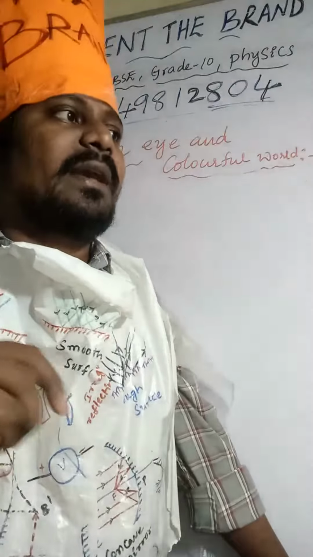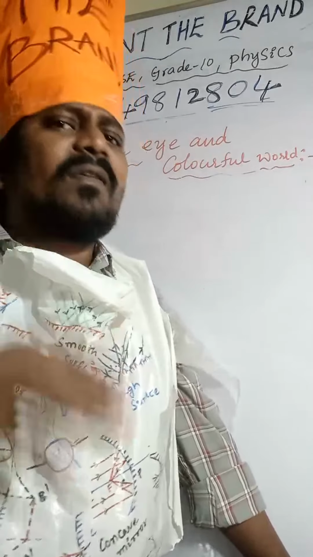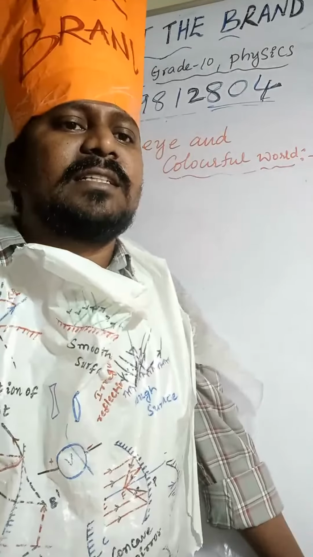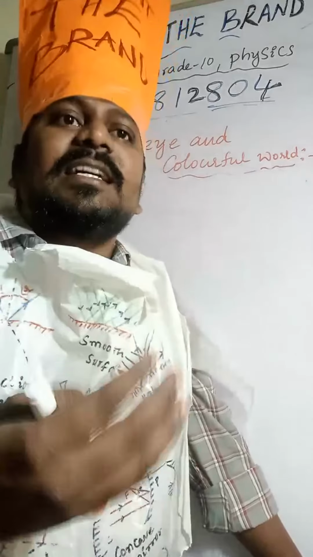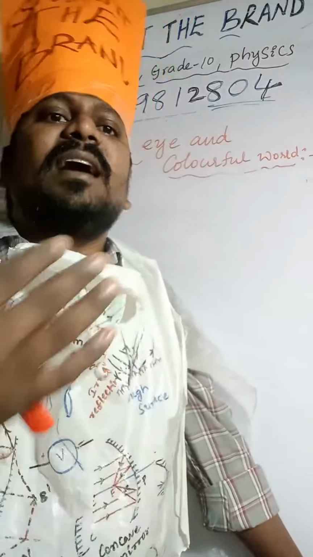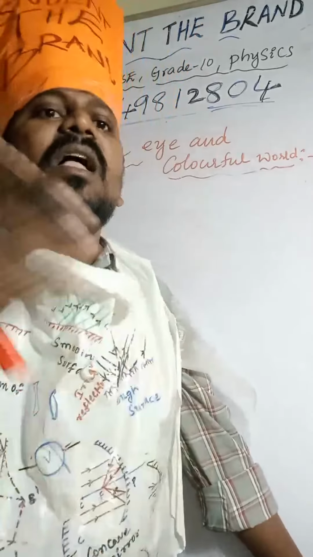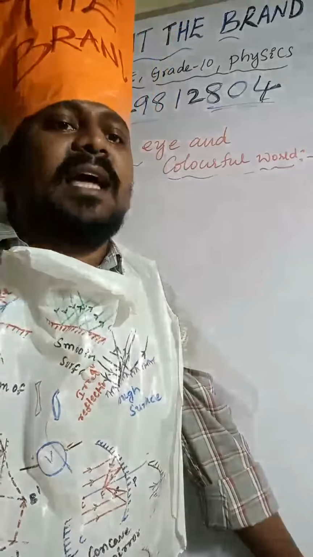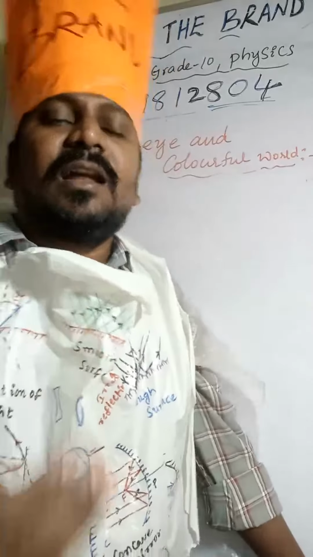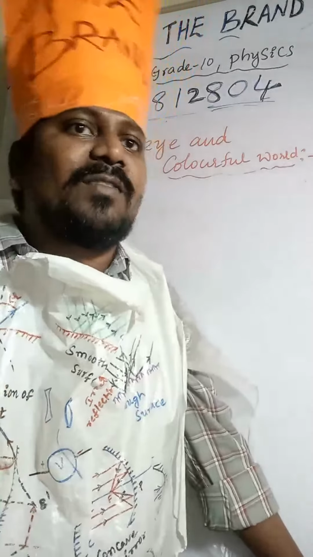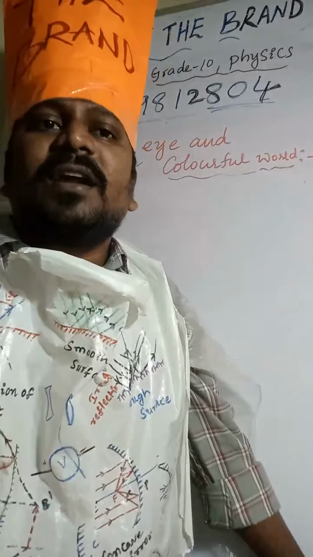Next one, power of accommodation. Power of accommodation is nothing but the ability of the eye lens to adjust its focal length to allow light inside of it. That is called power of accommodation.